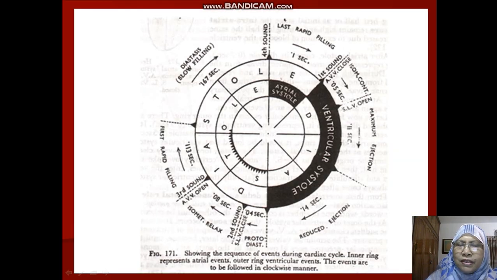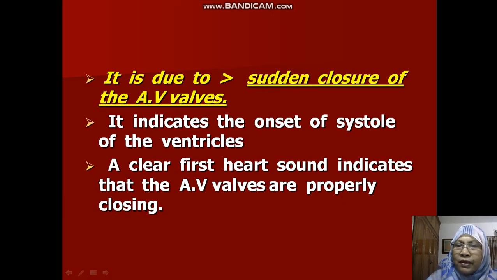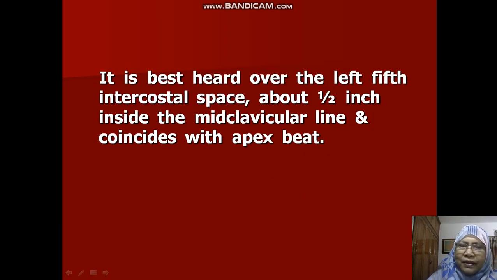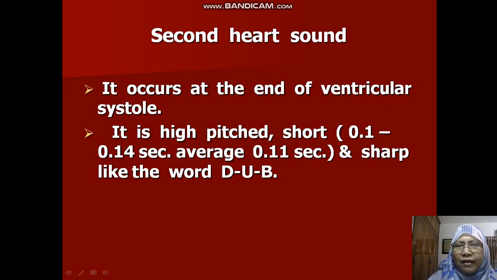And the cause of the first heart sound: it is produced at the beginning of ventricular systole, and it is produced due to sudden closure of the AV valve. At this time the AV valve is closed suddenly and the first heart sound is produced. It indicates that systole of the ventricle starts, and it also indicates that closure of the AV valve is proper. You can hear the first heart sound best in the left fifth intercostal space, about 1/2 inch inside the mid clavicular line.